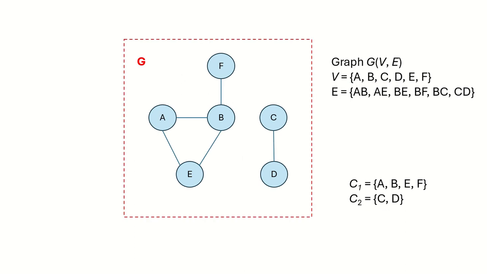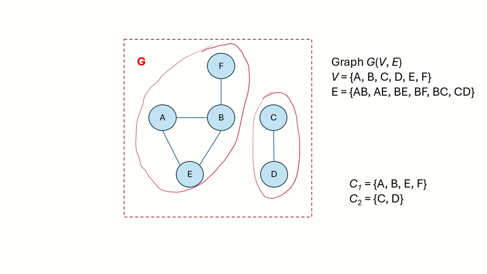Now consider another graph. If you look at this graph, we can see that this set of vertices A, B, E and F are connected to each other, but they are not connected to any other vertex outside of this. Another subgraph we see is this pair of nodes, and again they are connected to each other but not connected to any other vertex. So we can say that there are two connected components, C1 consisting of A, B, E and F, and C2 consisting of C and D. So there are two connected components.